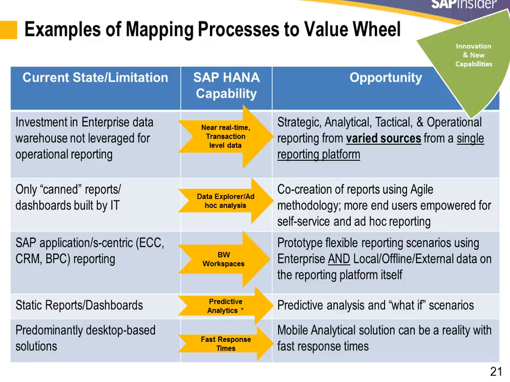So based on the solution, in this one, this is again an example. Most of these are ones that came out of a BW on HANA evaluation. So you'll see things like BW workspaces, ad hoc analysis. Those are all capabilities that you get if you go BW on HANA. But this just shows again some of the template we use for mapping those value drivers against the HANA capability to get to the opportunity that it can provide.